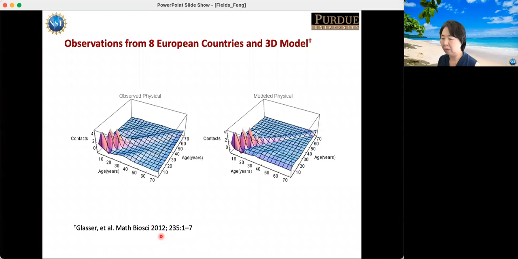And we use those data to estimate the parameters in the preferential mixing I showed you earlier. Then you can see the comparison between observed contacts and the modeled ones. After we estimate the parameters, they have a pretty good match. So we can use this kind of contact matrix in our model.